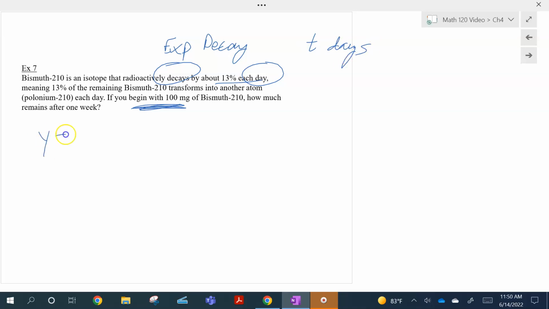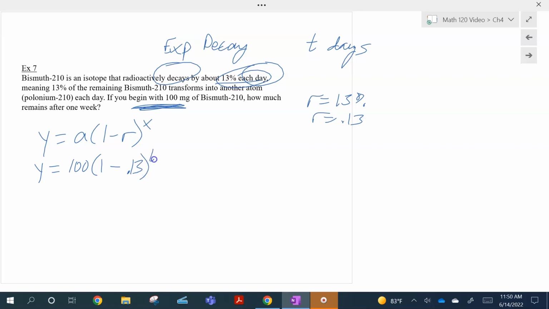So let's go ahead and write our exponential decay. A times b to the x. But we've got 1 minus r, because this is the decay. It's decaying, right? We're initially starting with 100 if time t is 0. 1 minus decaying our 13%. R is 13%, in other words, 0.13. And that's t, time in days. So we got y equaling 100 times 1 minus 0.13, I got 0.87 to the t in days.